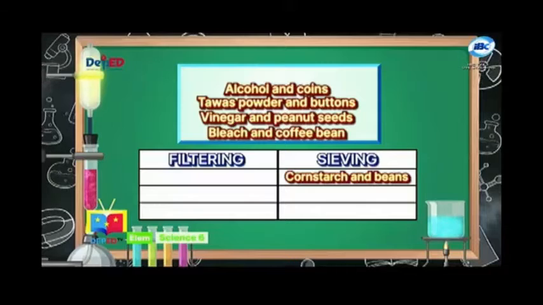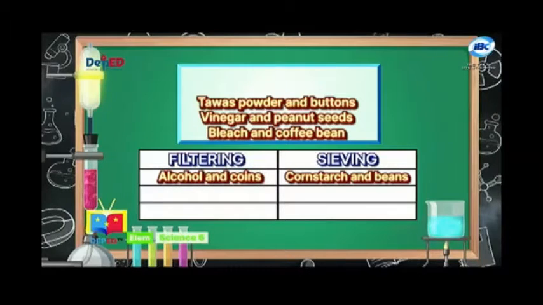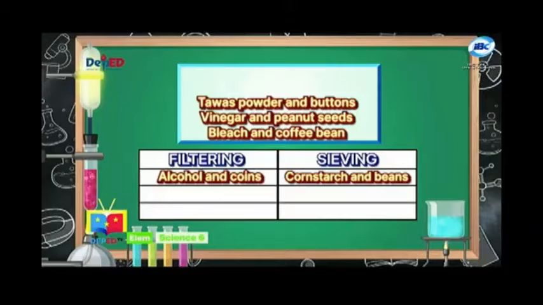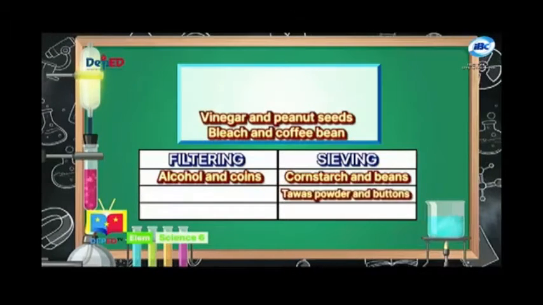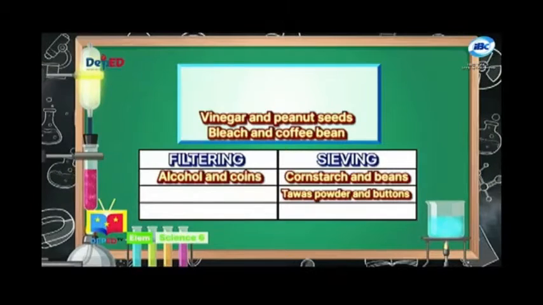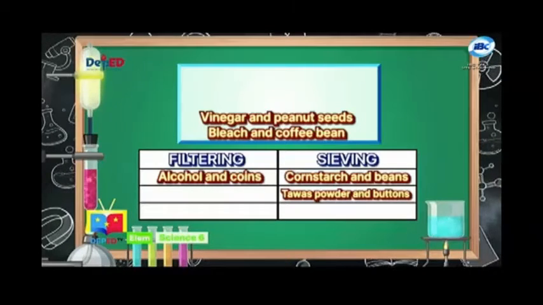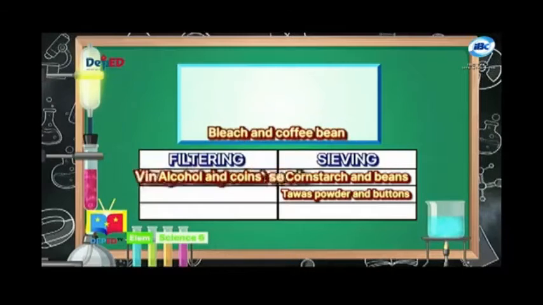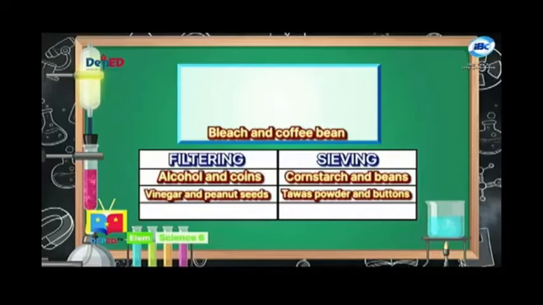Where should we put alcohol and coins? In the filtering column or in the sieving column? Very good, in the filtering column. Where should we put tawas powder and buttons? In the filtering column or in the sieving column? Excellent, in the sieving column. Where should we put vinegar and peanut seeds? In the filtering column or in the sieving column? Right, in the filtering column.